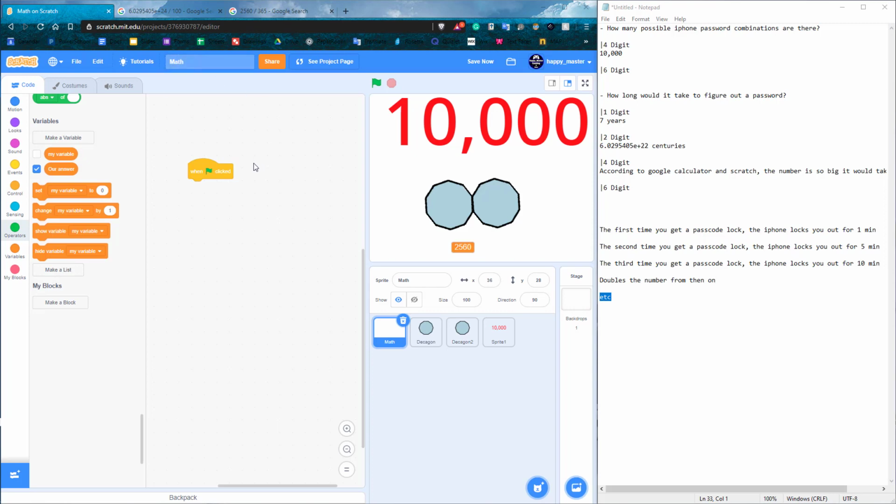So 10 times 10 is 100, times 10 is 1,000, times 10 is 10,000, times 10 is 100,000, times 10 is 1,000,000. So there are 1,000,000 different password combinations for a 6-digit passcode. And if you try to do that in Scratch, it'll also say infinity, so I'll let you guys figure that out in the comments. If you do have a calculator that's big enough and won't just say infinity, please tell me in the comments, because I don't like calculators that just say infinity. I want the actual number.